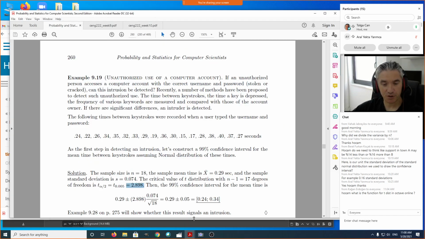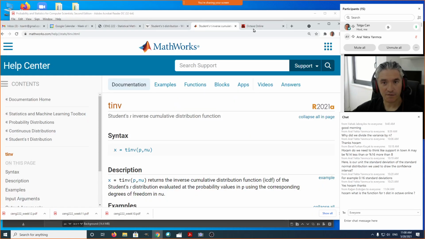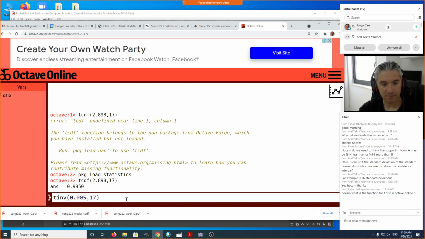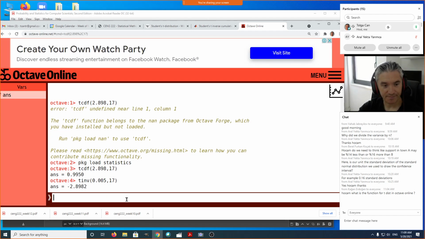Inverse cumulative distribution function. So, for example, right here, T inverse 0.005. So this is our confidence level. With 17 degrees of freedom, it's going to give a negative value, minus 2.89. So this is minus 2.89, the point of the cumulative distribution where 0.005 of the population is to the left. So we use this one's positive value as our number of standard deviations. We need to go this many standard deviations away from the mean to the left and to the right.